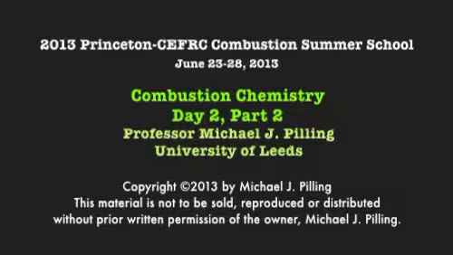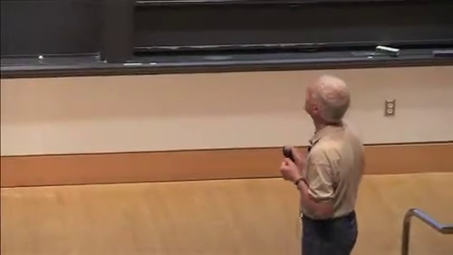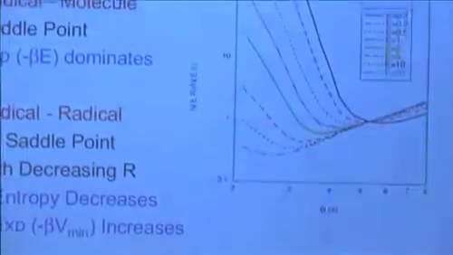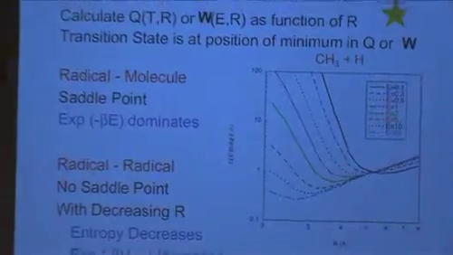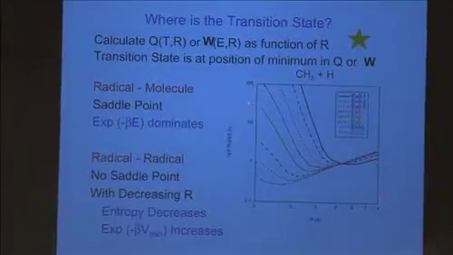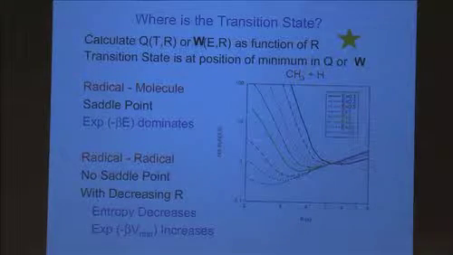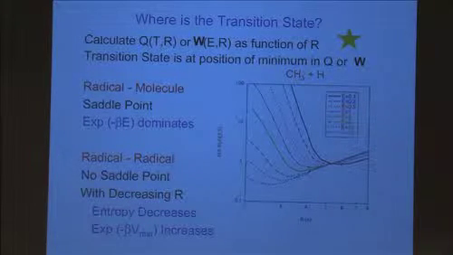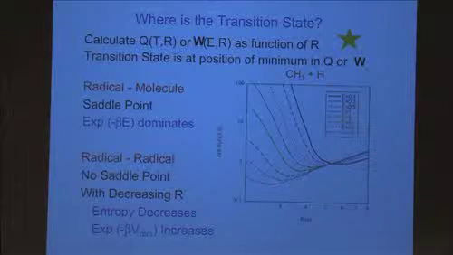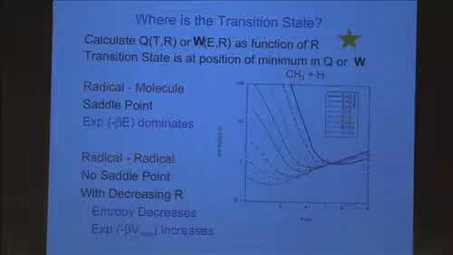Okay, let's briefly look at this slide here because there were some errors in the original, signified by this star. Someone asked what's Q of T, R? Well, Q is the partition function, and all that we're doing here is working out the partition function as a function of the distance between the CH3 and the H. And W is the sum of states.